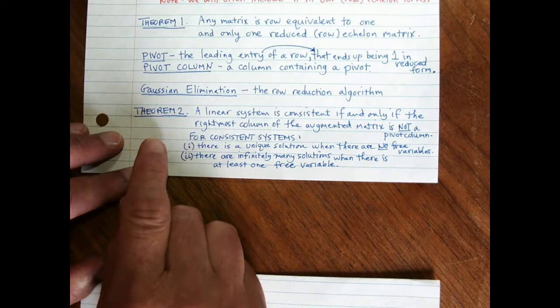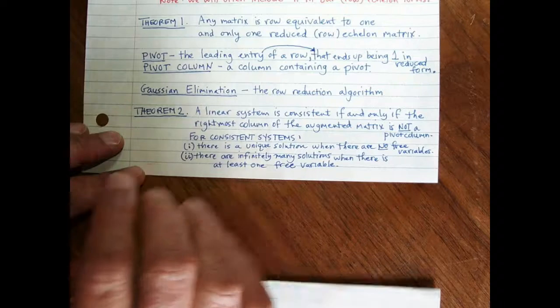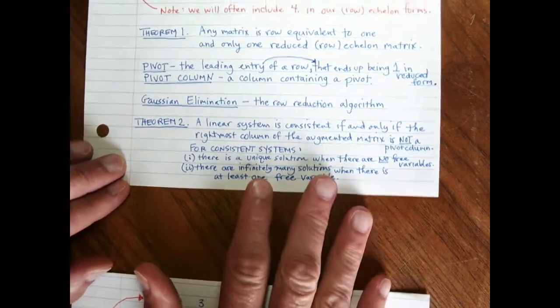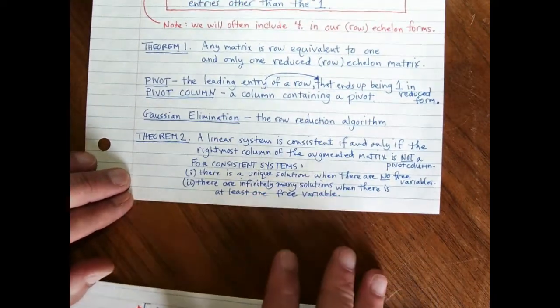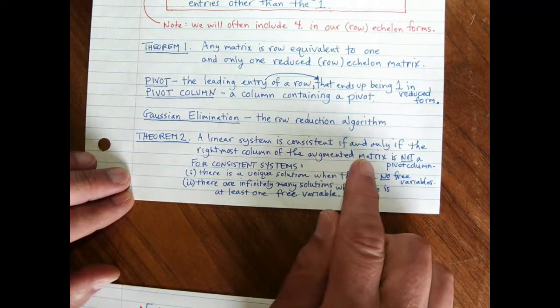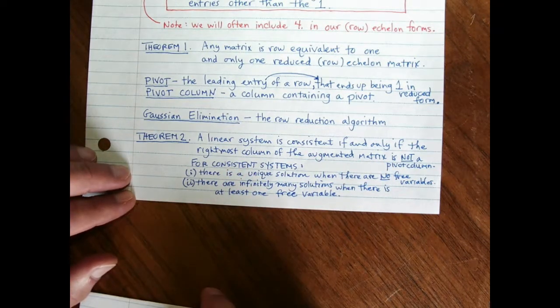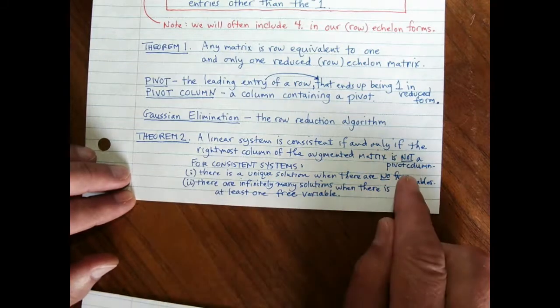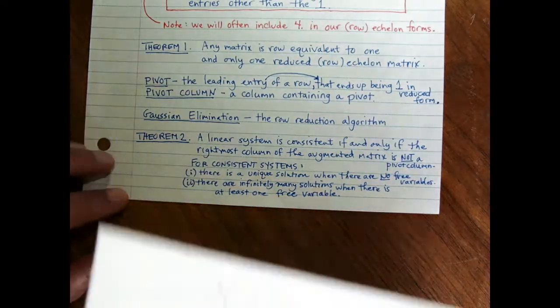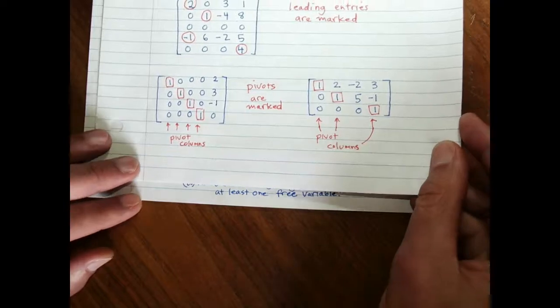And our book also refers to Theorem 2 that I want to include on this sheet. We'll only talk about the first part of it. A linear system is consistent if and only if the rightmost column of the augmented matrix is not a pivot column. And I want to go back to these examples again.